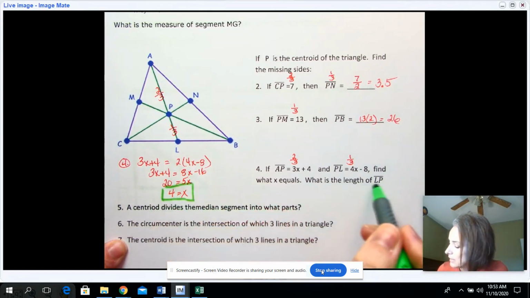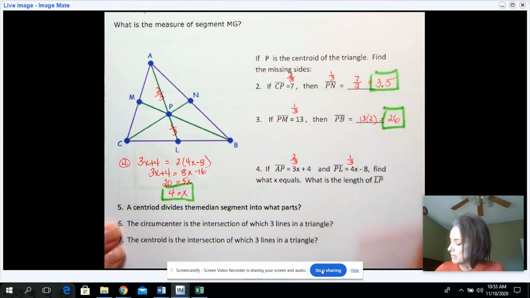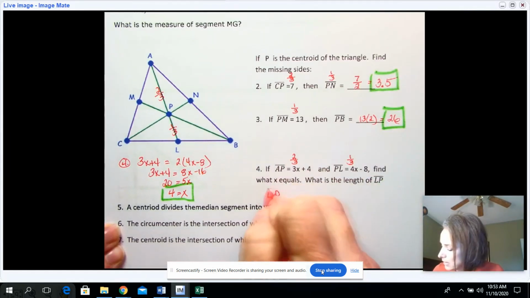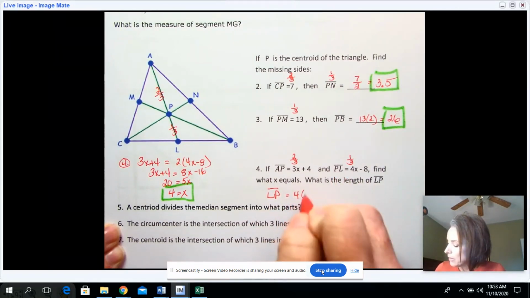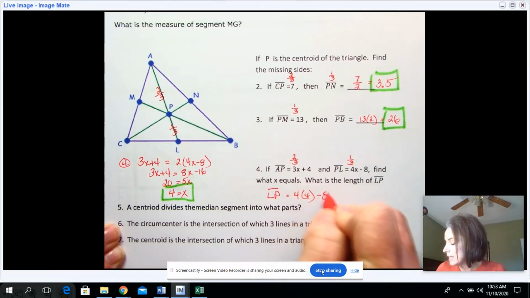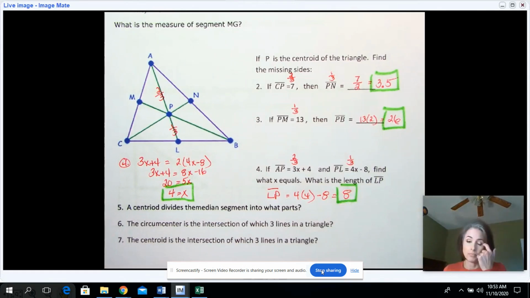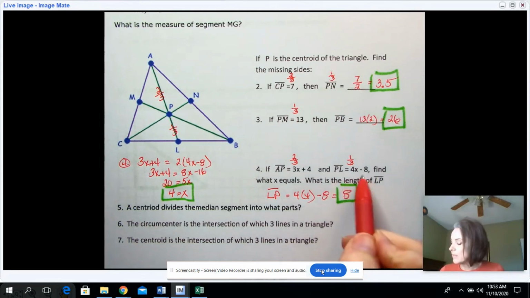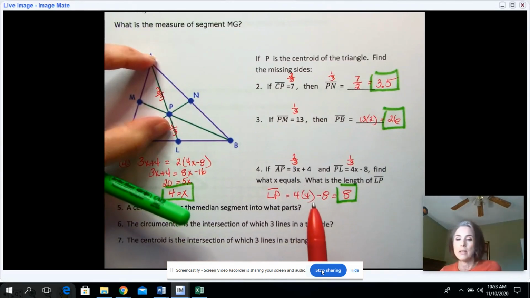But the real question is, what is the length of LP? LP is the same as PL. So it's going to be 4 times 4, 16, and 16 minus 8 is 8. So LP would be 8. So there you go. If that's 8, that would have to be 16. So just to make sure, 3 times 4 is 12. 12 plus 4 is 16. So that's correct. And it does work out.